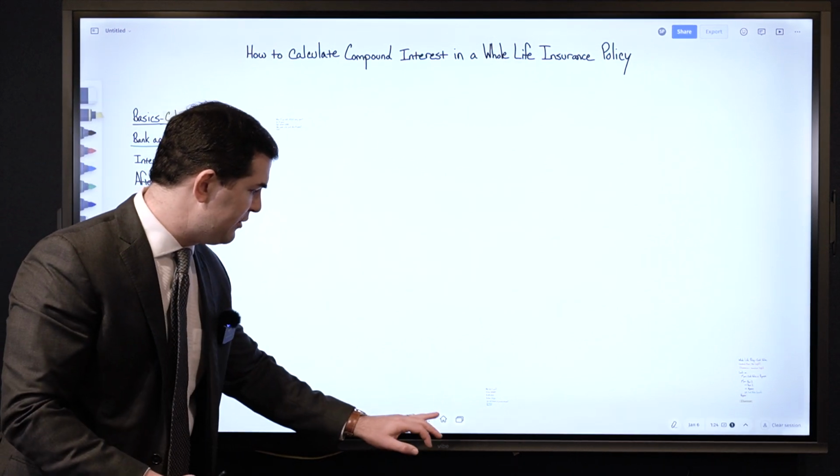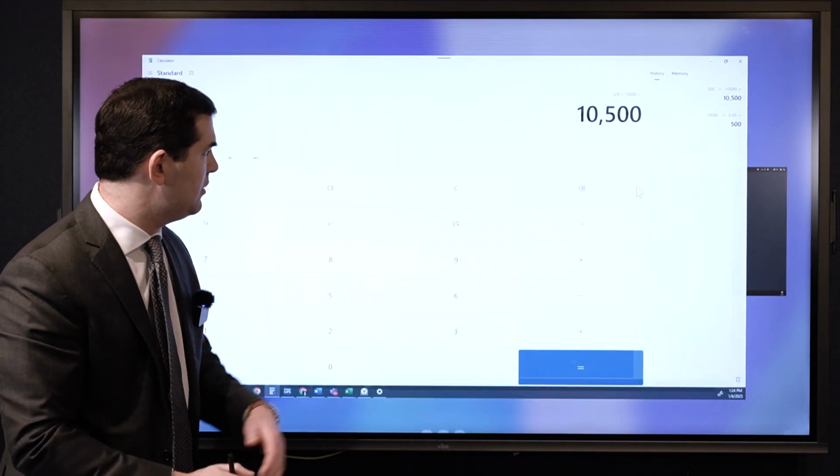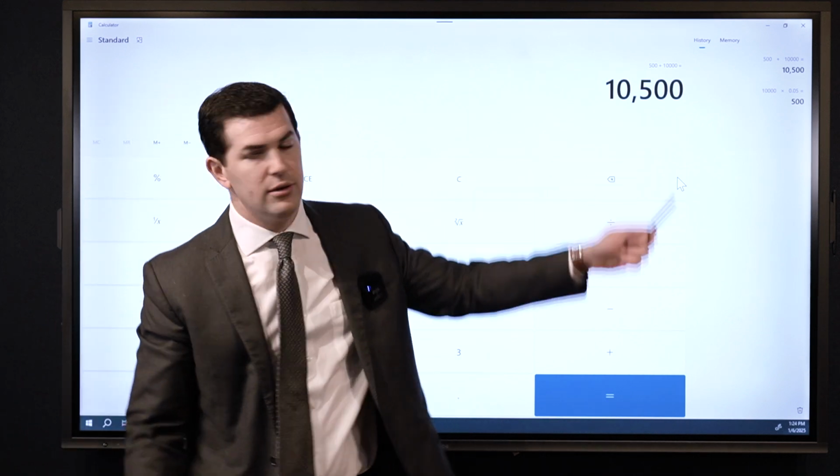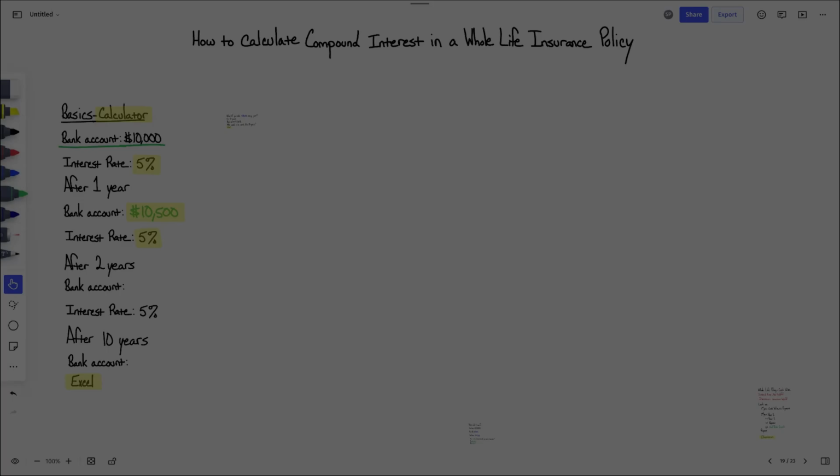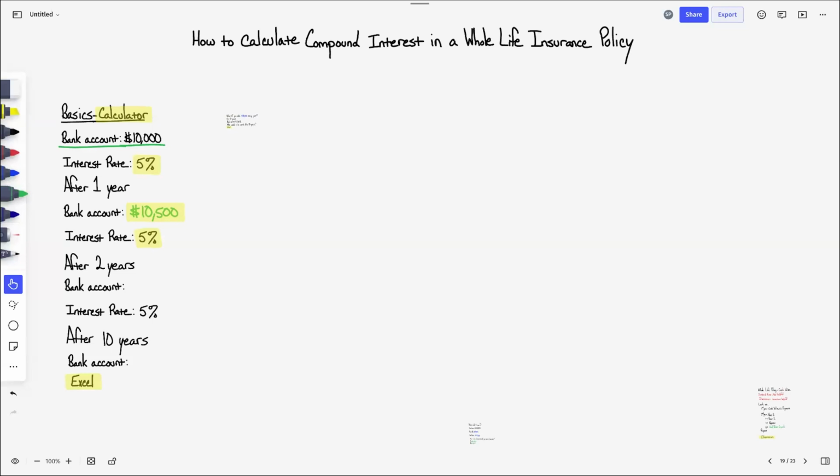So let's do the same thing. We've got our 10.5 already. So we can multiply that by 0.05. That gives me $525. That's how much interest I'm getting from the bank. And then I would add my $10,500 to that interest, $11,025. All right, let's punch that in. Fun stuff, right?